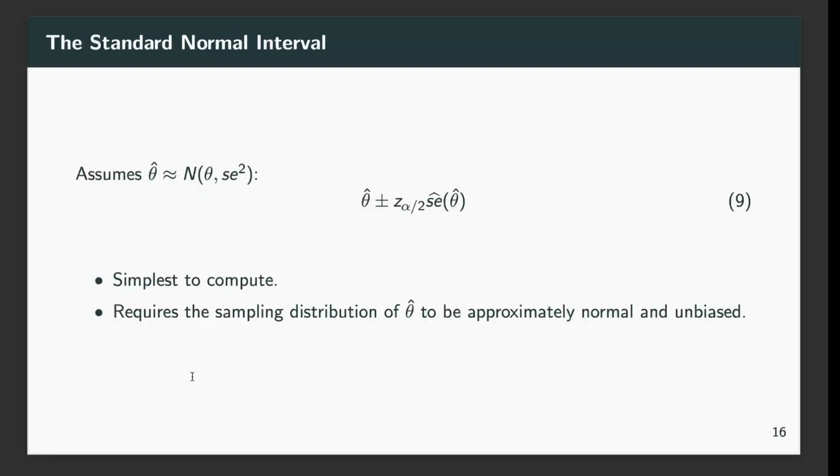Now let's start with the standard normal interval. It is given by theta hat plus or minus z of alpha divided by 2 times the estimated standard error of theta hat. I believe this looks very, very familiar to all of you. This is exactly the classical confidence interval formula. The only difference is that we use the Bootstrap estimate of the standard error, which is the SE hat here, computed from the Bootstrap replicates that we described before.